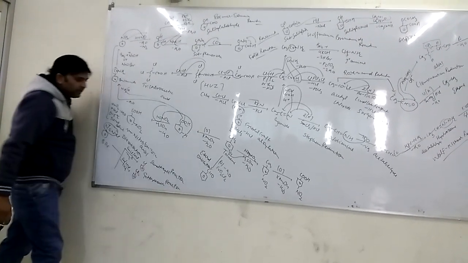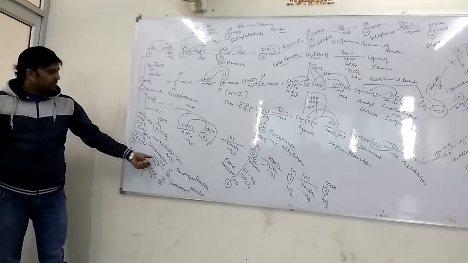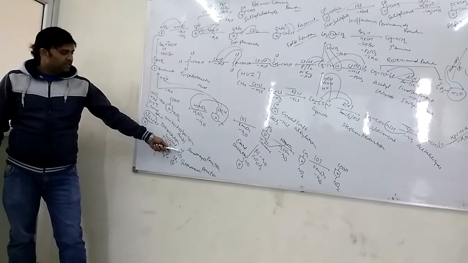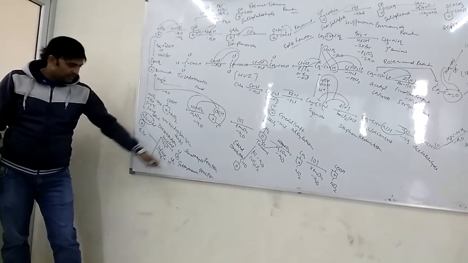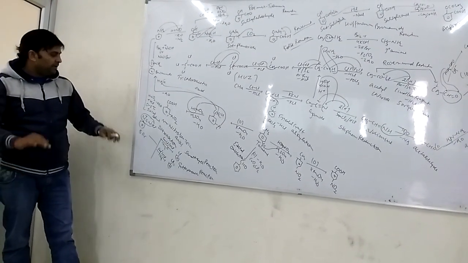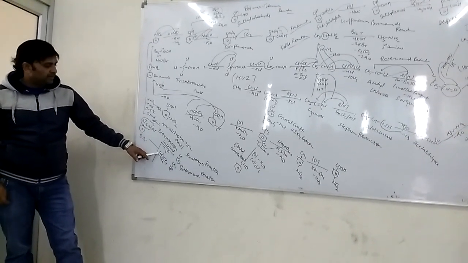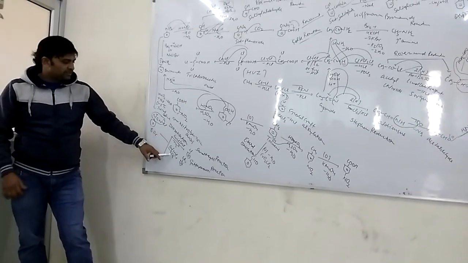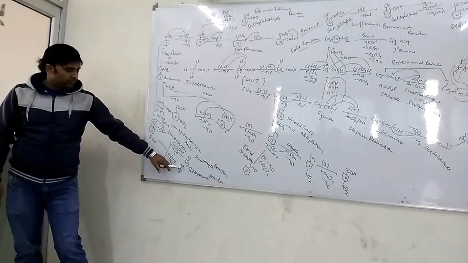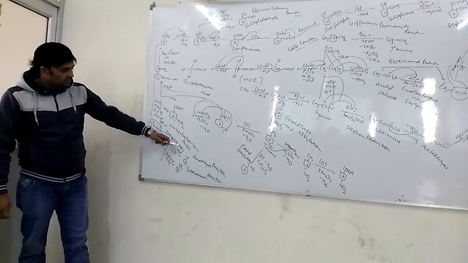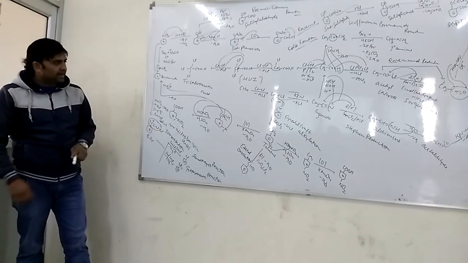What does it mean? If BDC is heated in the presence of copper salt and halogen acid, it forms halobenzene, chlorobenzene, bromobenzene. This reaction is called Sandmeyer. If this copper salt is replaced by copper metal, then the same type of reaction is carried out and you get chlorobenzene, but the name of the reaction is Gattermann reaction. This is Sandmeyer and this is Gattermann.